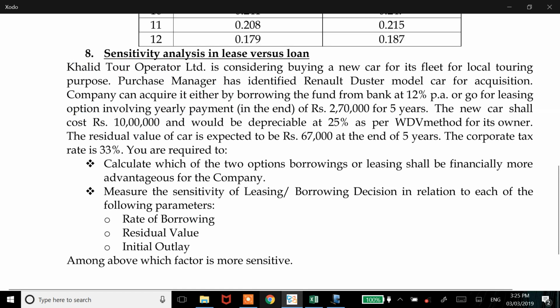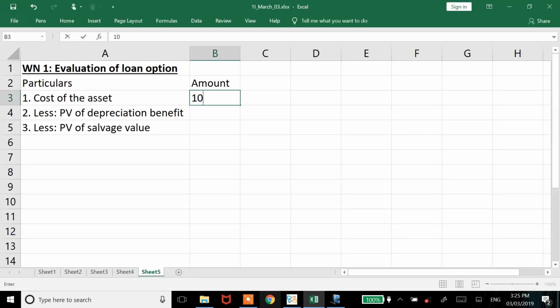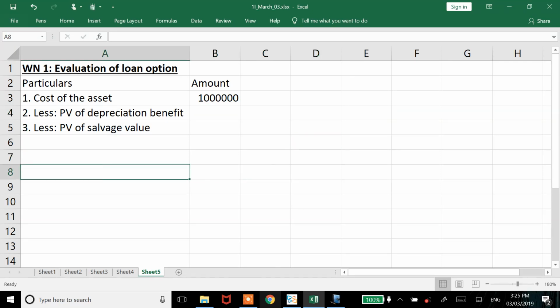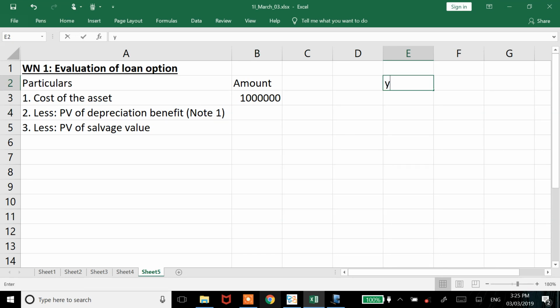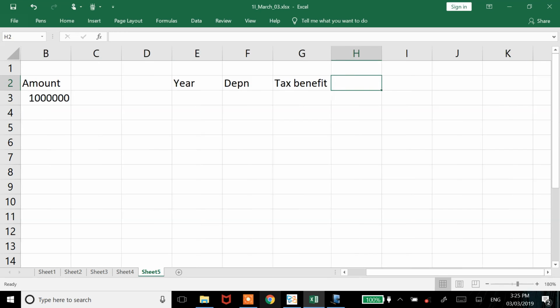Okay, the cost of the asset was 10 lakhs. Depreciation is not an easy thing, so you will have to do a separate working note for depreciation benefit. Note 1. Year, depreciation, tax benefit, PVF, DCF, 5 years.